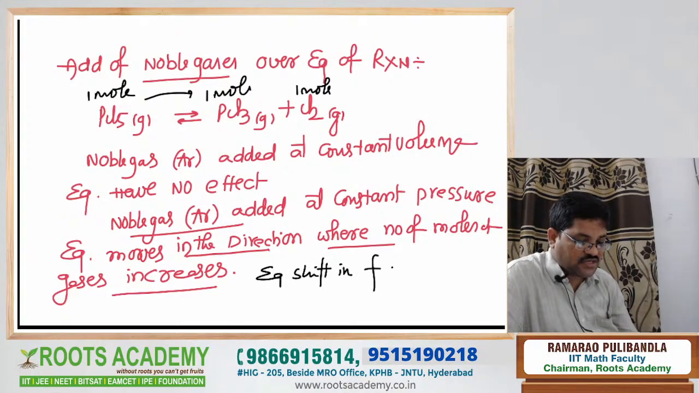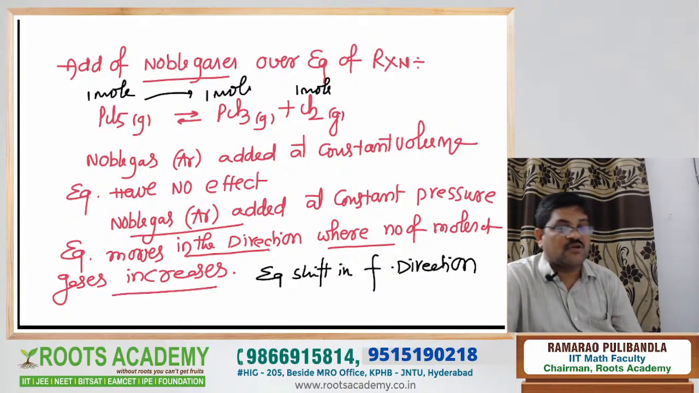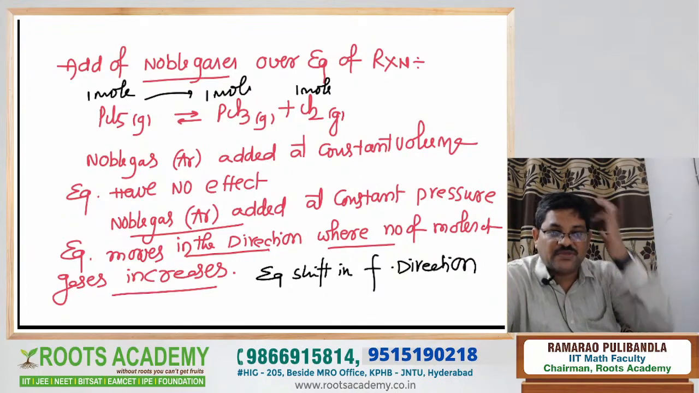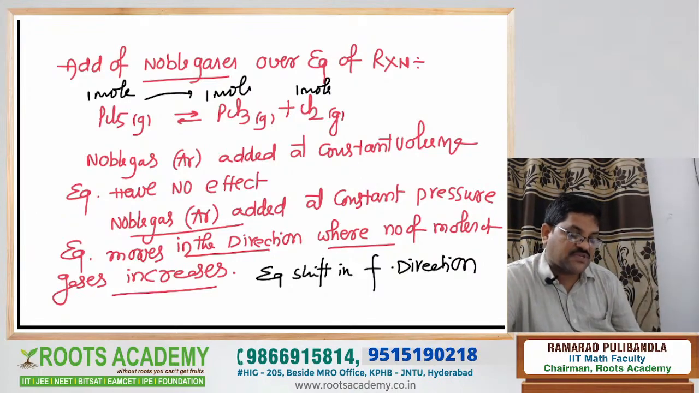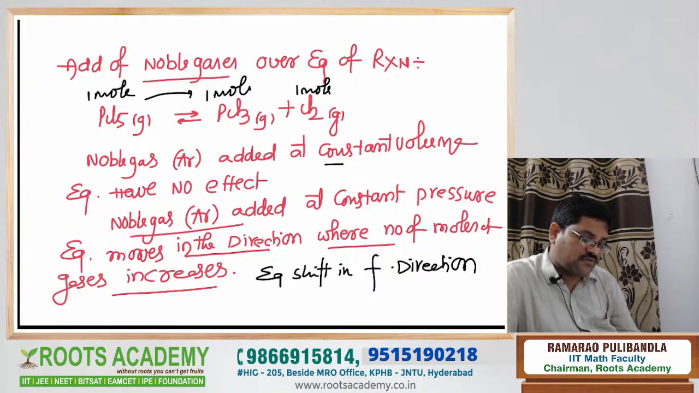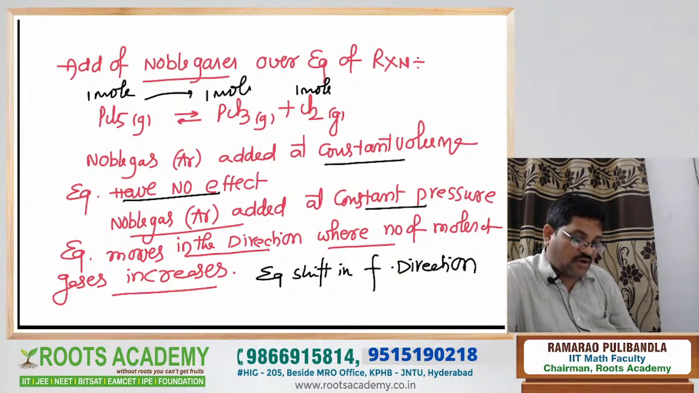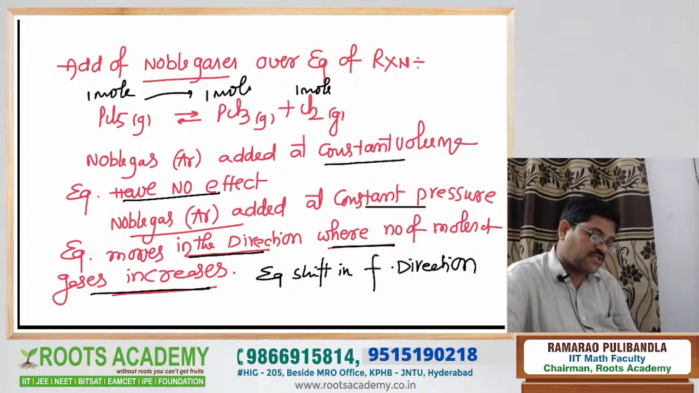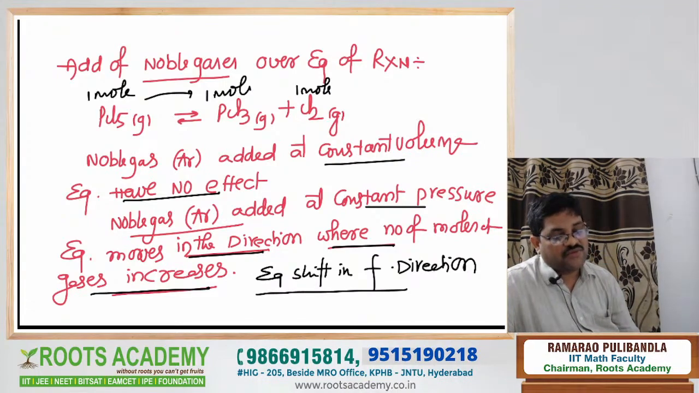Equilibrium shifts in the forward direction, because in the forward direction number of moles increases. Understood what I am saying? Simple logic. So when noble gas is added at constant volume, equilibrium has no effect. When noble gas is added at constant pressure, equilibrium moves in the direction where number of moles of the gases increases. So in this reaction, 1 mole of PCl5 gas gives rise to 2 moles of PCl3 and Cl2 gas. That's why equilibrium moves in the forward direction.